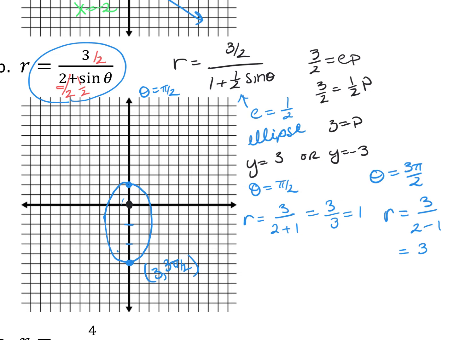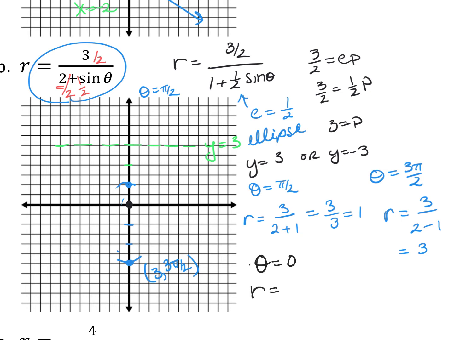That means my directrix must be the line y equals 3. So here's 1, 2, and 3. So here's where my directrix is. Y is equal to 3. Now I'm going to take this off and I'm going to get better points. So I'm going to use the point theta is equal to 0.